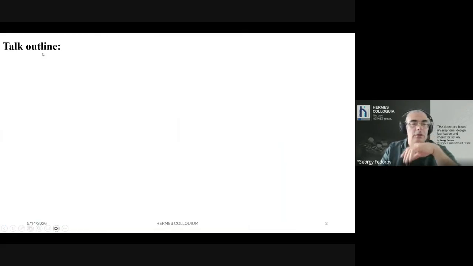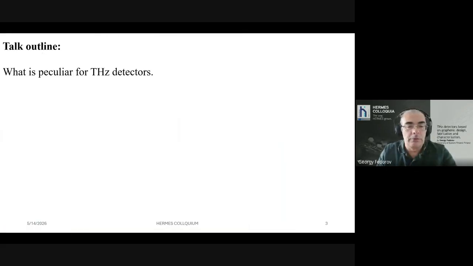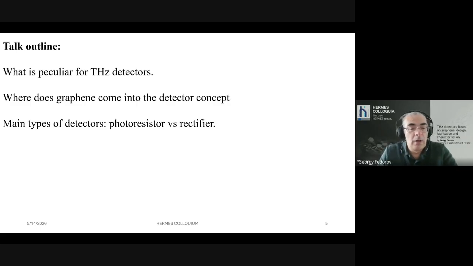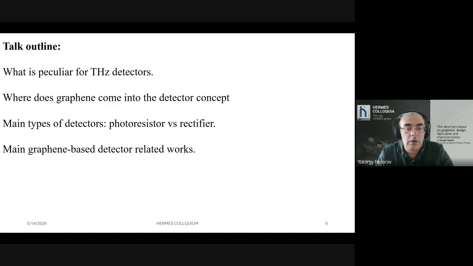The outline of the talk is like this. I will first talk about terahertz detectors, what must be peculiar for them. I will briefly introduce graphene, why is it useful here. Most of the time I will talk about the rectification principle to detect terahertz using graphene. But in the beginning I will introduce what is a photoresistor and what is a rectifier, not to be confused probably with a photodiode. This will be seen from my talk.